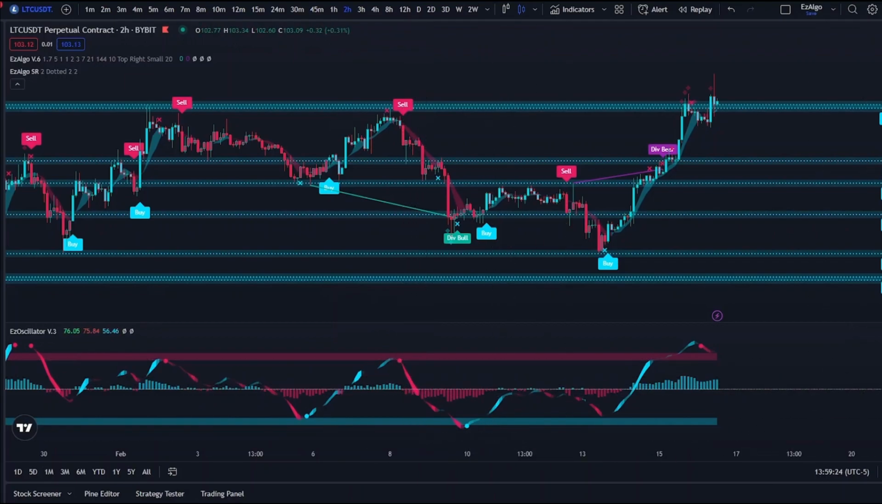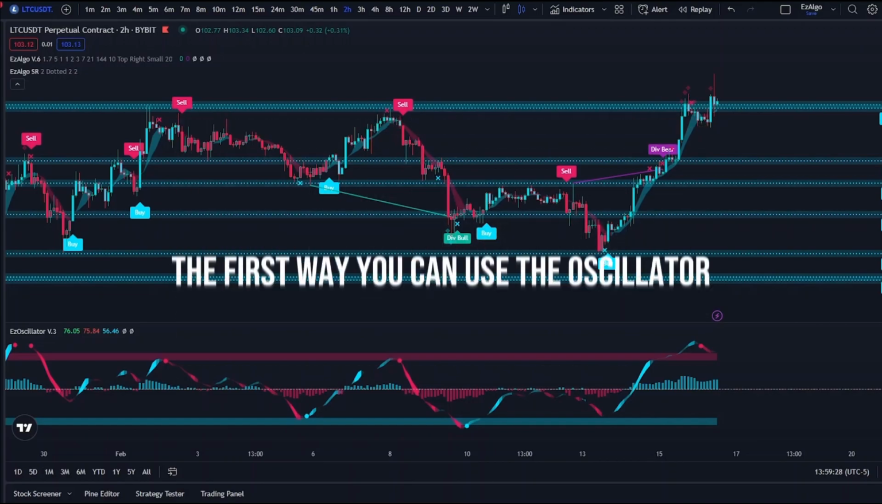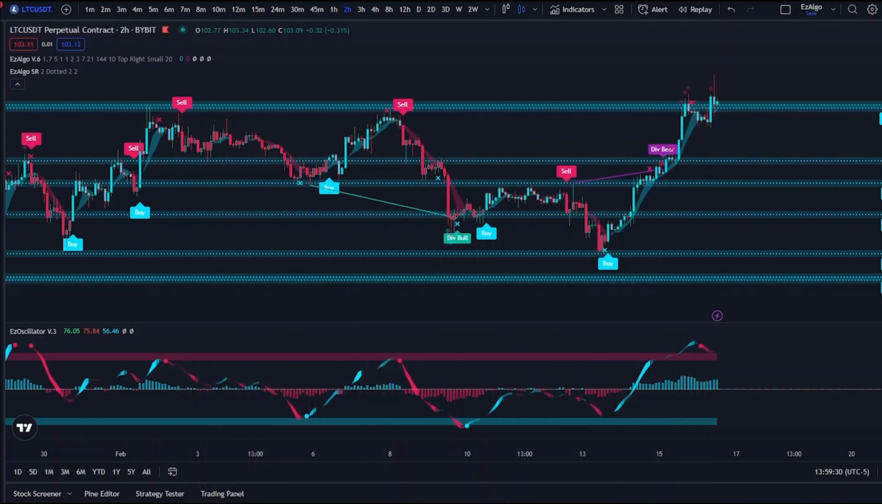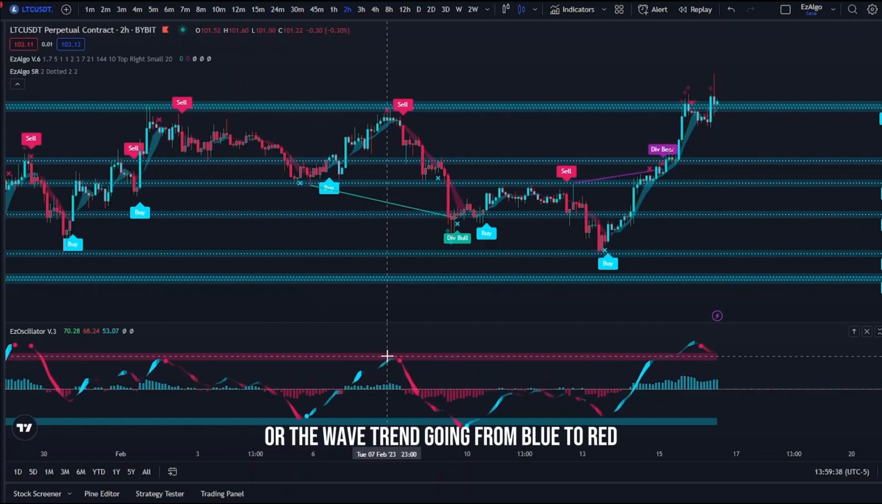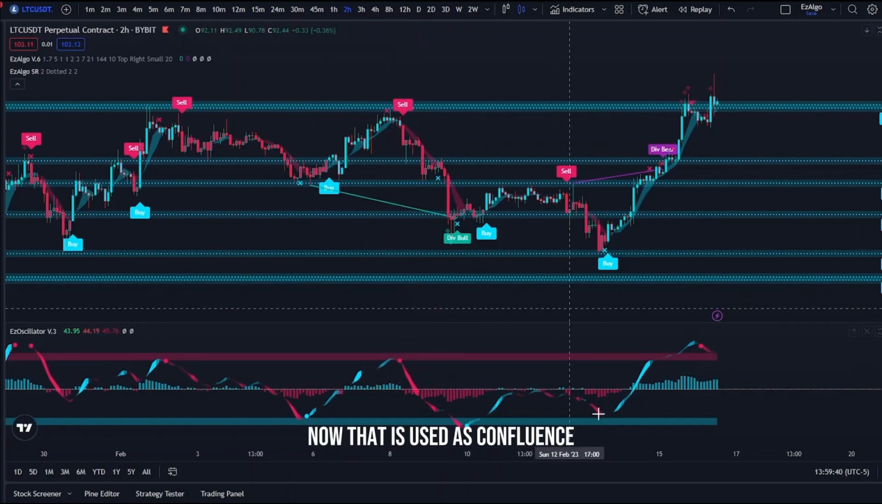There are a few different ways that you can use the oscillator. I'm going to go through each one here in this video. So the first way you can use the oscillator is simply buying and selling based on the wave trend flip, right? So that would be the wave trend going from red to blue or the wave trend going from blue to red. Now that is used as Confluence.